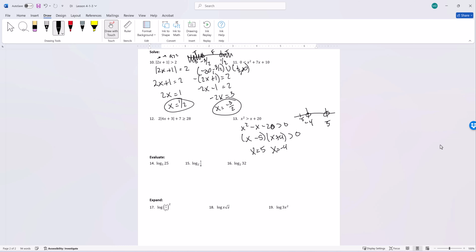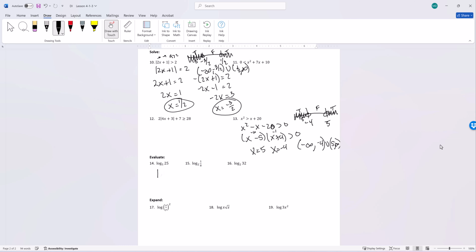If I plugged in -5, so that's -10, -1, -10 times -1 is 10. Is 10 greater than 0? That is true. If you test the rest, you're going to get true, false, true. So you're going to get -infinity to -4, union, and then 5 to infinity.